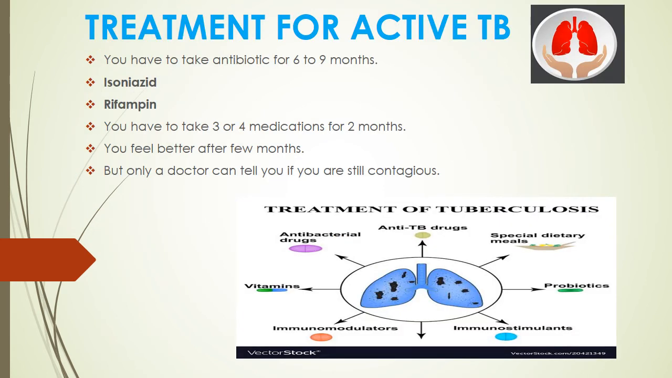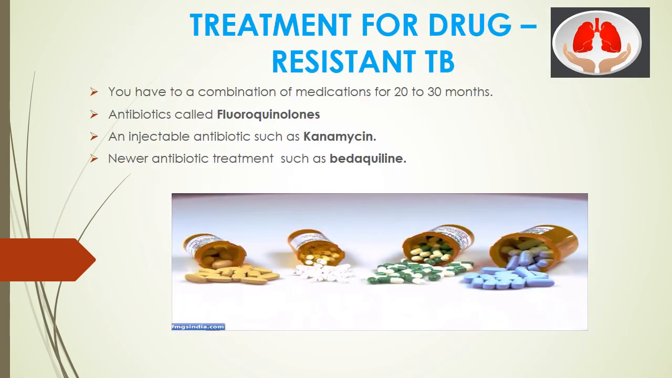Next one is treatment for active TB. Because a person having active TB needs more days for the treatment, it takes 6 to 9 months. These are isoniazid, rifampin, the doses for the treatment of active TB, and we can take 3 or 4 medications for 2 months, and then after few months we feel better, but don't stop without consulting your doctor.